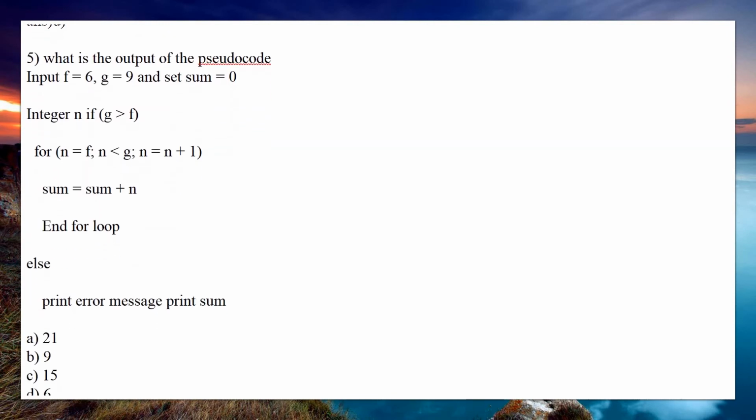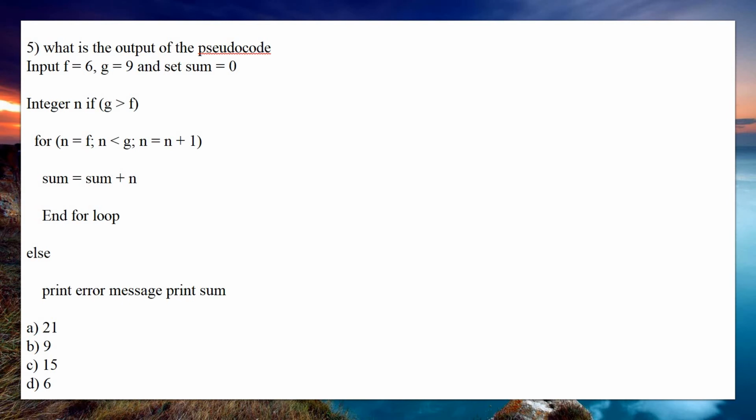Similarly, we shall see the next question, that is the fifth question. In the fifth question, initially input f is equal to 6, g is equal to 9, and you're going to set sum equal to 0 and integer n. If g is greater than f, if 9 is greater than 6, condition becomes true. For n is equal to f, so f is assigned to n, so n becomes 6. Whether n is less than g, if 6 is less than 9, condition is true.